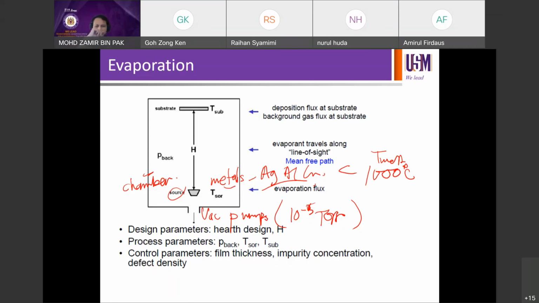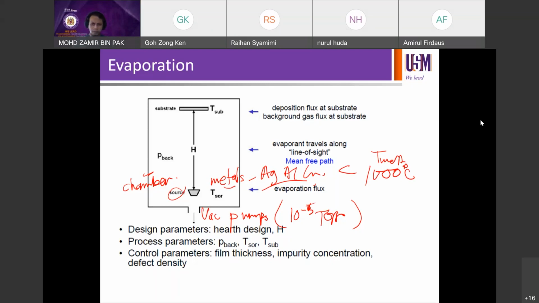Has anyone done any evaporation last time during your FYP? Has anyone used an evaporation system? Has anyone evaporated anything? Did you evaporate metal? No one.